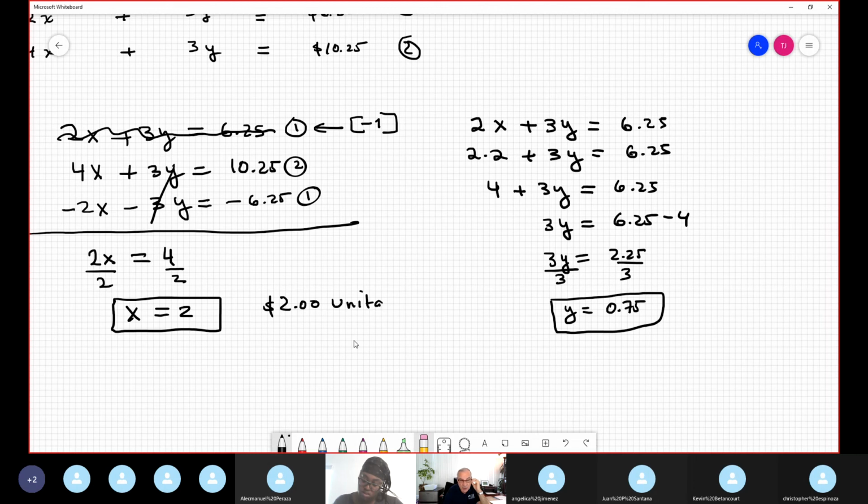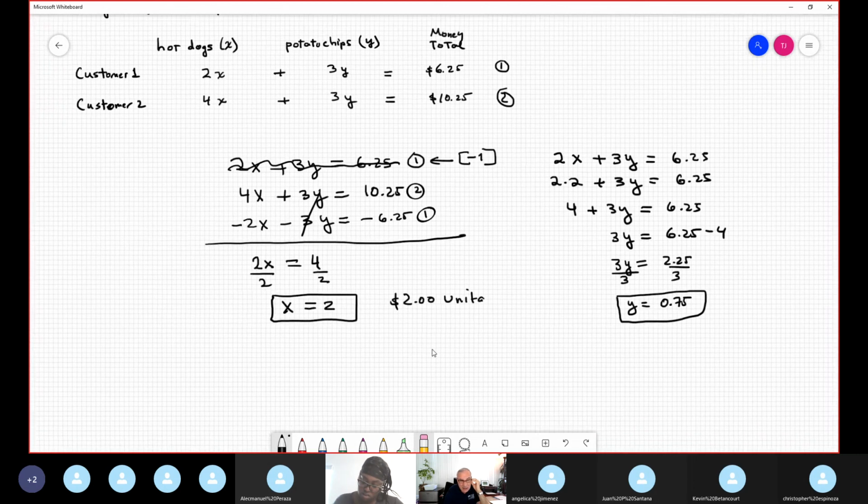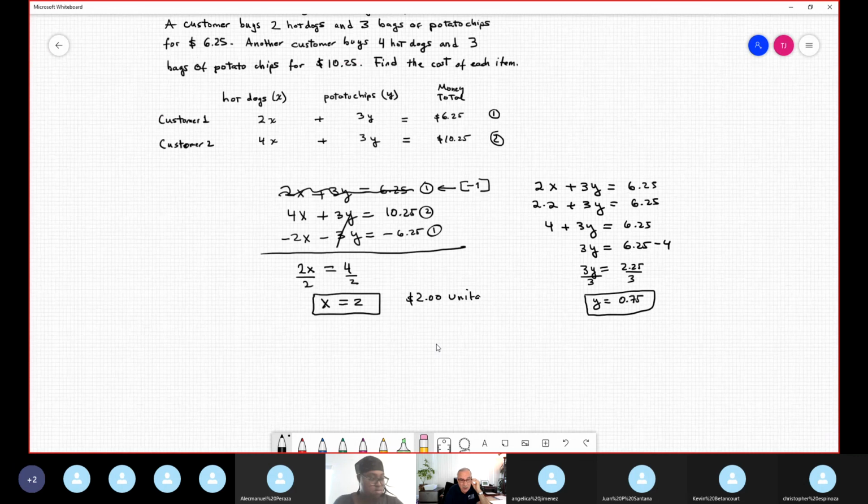We can do a verification. It's not strictly necessary if you are sure that you are doing well. However, just in case, to make sure, you come back to the condition for each customer and verify whether the price is good using the unit prices. So basically, multiplication: 2 times 2, because customer one, remember, buys 2 hot dogs, plus 3 times the unit price that we found for the potato chip, 0.75.